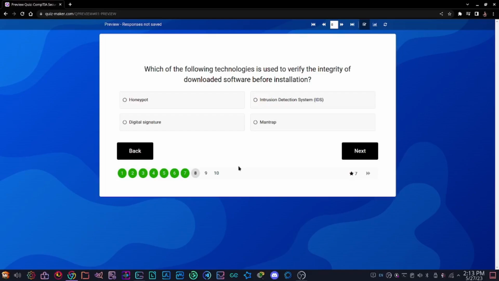Question 8. Which of the following technologies is used to verify the integrity of downloaded software before installation? This is a pretty easy one. I think you guys will get this one no problem. We have honeypot, intrusion detection system, or IDS, digital signature, or a man trap. So the answer for this one, I hope you got this one, it's pretty easy, but it's going to be digital signature.